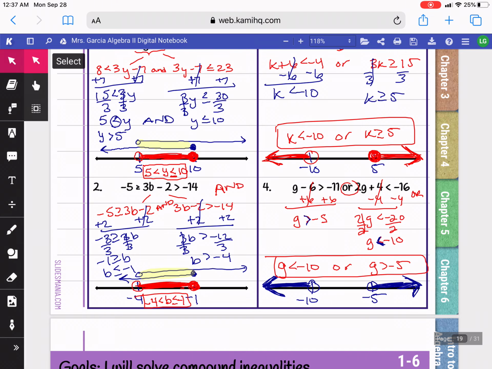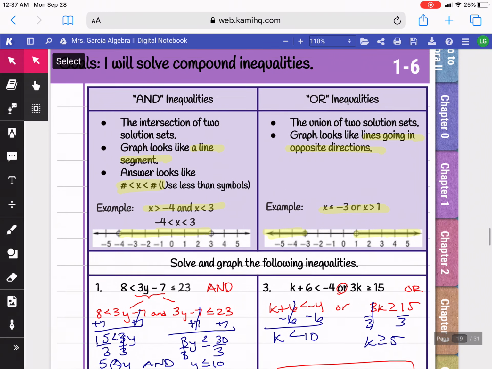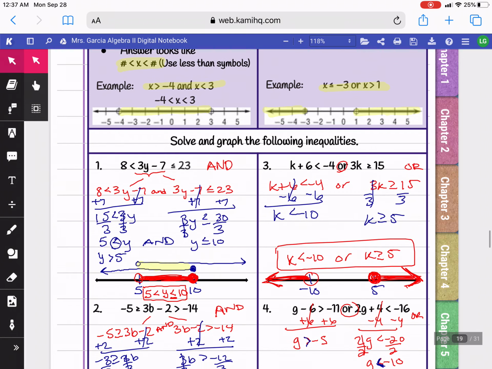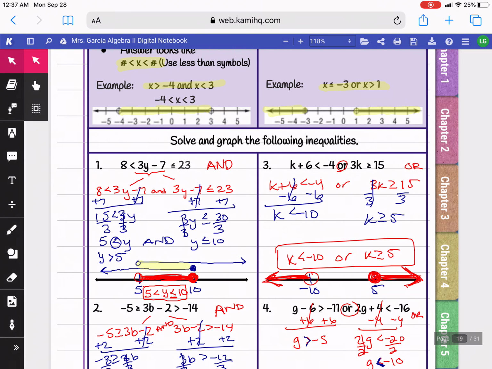So just to summarize, when you're dealing with an and inequality, you won't see the word or. You'll either see the word and or your whole problem together with symbols. When you see those, your number line is going to look like a line segment. Like there's two circles and they're shading what's in between. And the reason that happens is because you actually have to graph them separately first, like what we did on number 1. And then you see where they're going to intersect, so what numbers they would have in common.